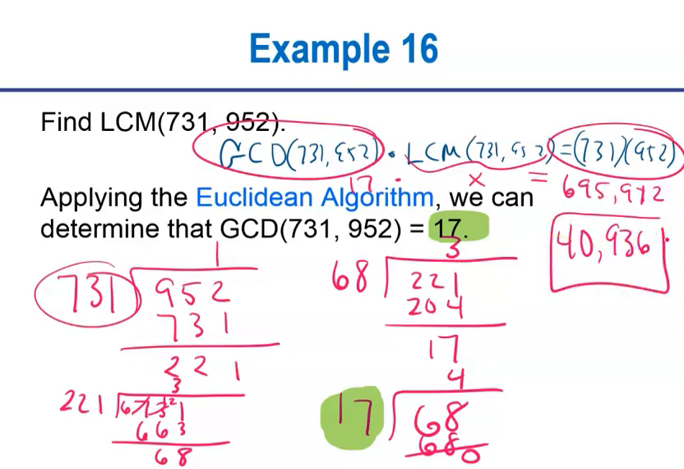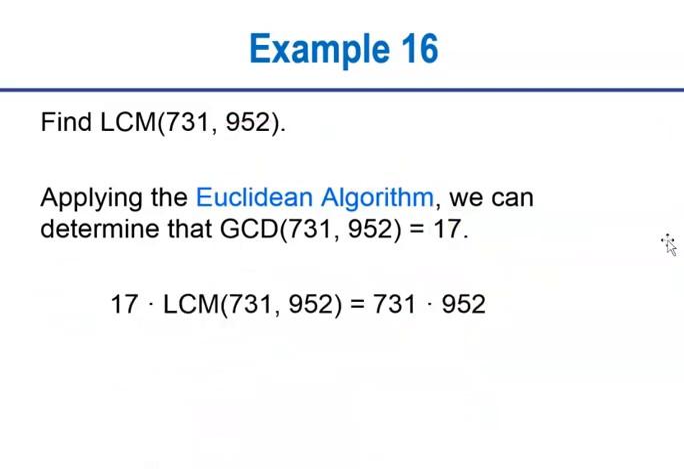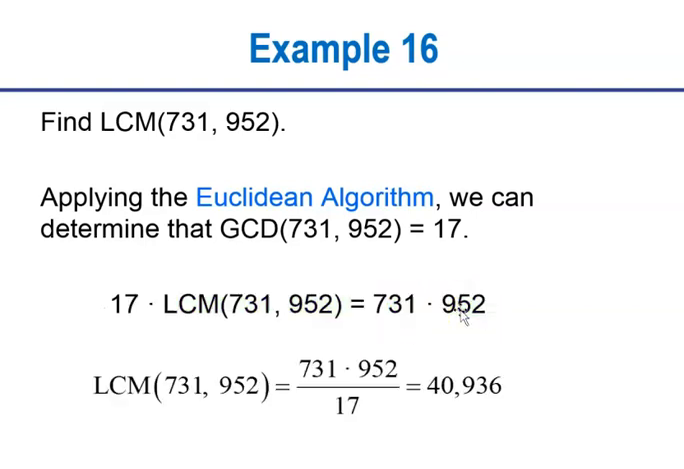So we've done this by hand. Again, I do have it typed up for you. So there's the 17 they told us before. This equation is exactly what I wrote down, but not so neat. That's 17, which is the greatest common divisor, times the least common multiple, which is what we're looking for, is equal to the product. Just multiply 731 times 952. And then we're going to divide that by 17. And we've got 40,936.